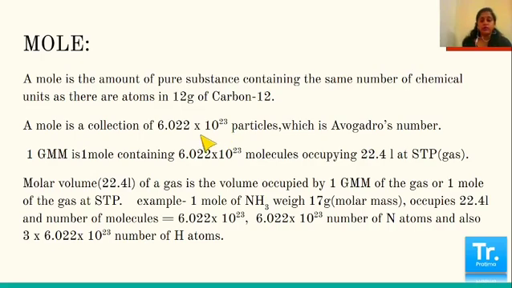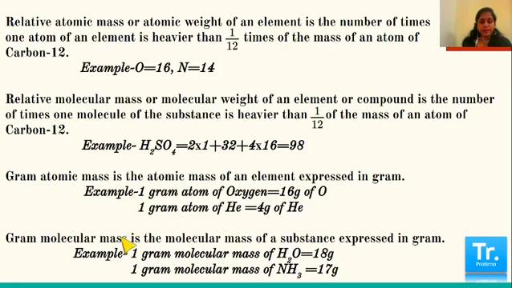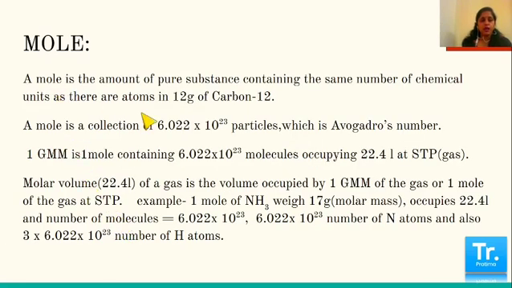Now I will relate this GMM, this mole and Avogadro's number with molar volume also. How? See, if I say 1 GMM, meaning 1 gram molecular mass, I am talking about 1 mole. If I am taking 1 GMM, that is 1 mole, I am talking about Avogadro's number of molecules, that is 6.022 × 10^23 molecules. And if it is a gas, it will occupy 22.4 liters at STP, and this is known as molar volume.